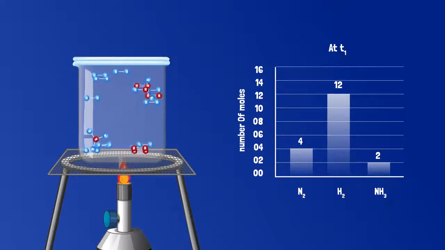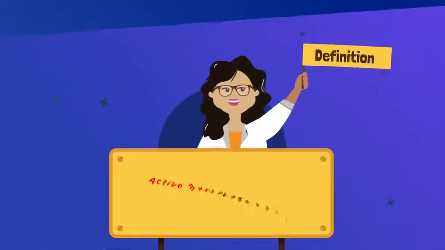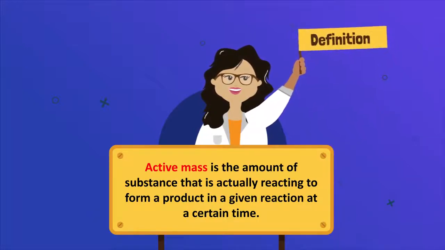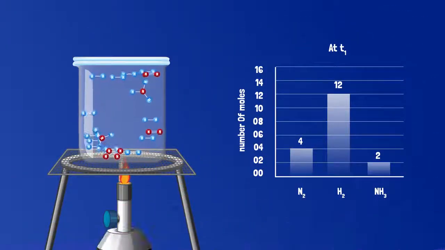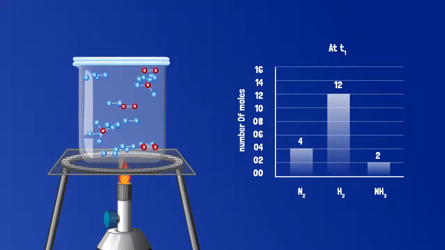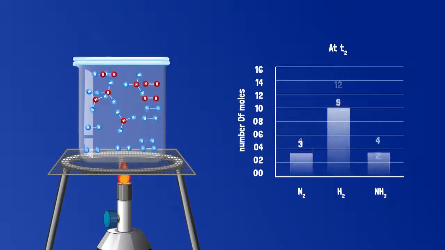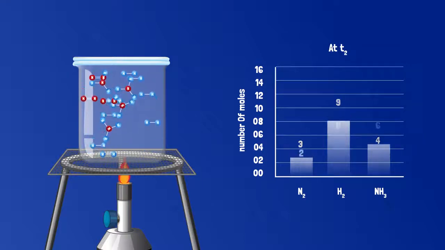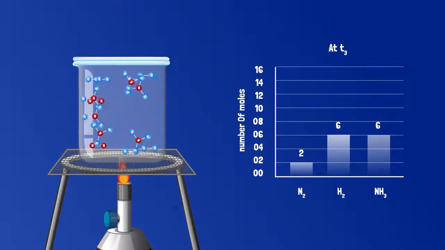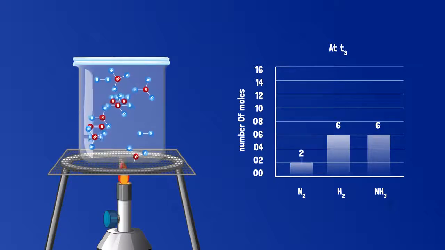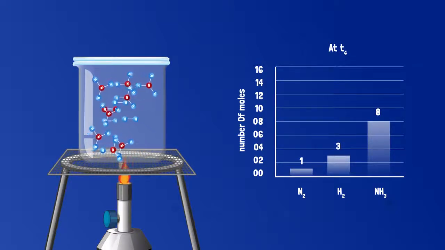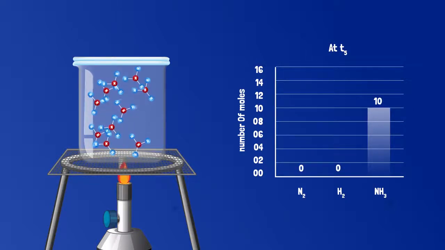This is called the active mass of a substance. Active mass is the amount of substance that is actually reacting to form a product in a reaction at a certain time. As the reaction proceeds, the second mole of nitrogen will react with 3 more moles of hydrogen to form 2 more moles of ammonia. If the forward reaction keeps proceeding, we will see that eventually all the moles of nitrogen and hydrogen will be used up to form 10 moles of ammonia.